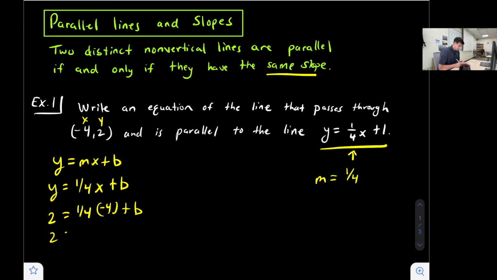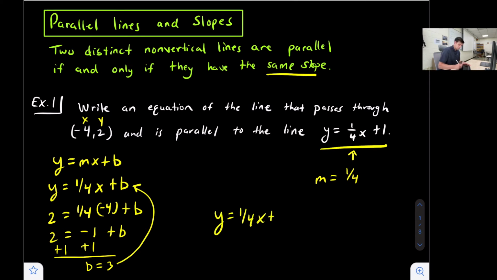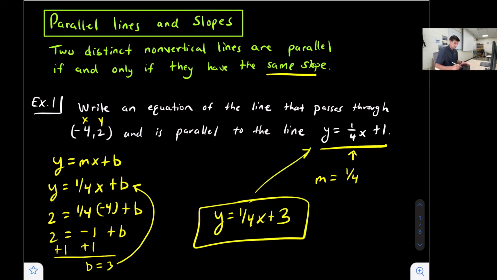So we're going to say 2 is equal to 1/4 of -4, which would be -1. And we add 1 to both sides, and we get b is equal to 3. So now we can take that and plug it back into our equation. Our final equation would be y equals 1/4 x plus 3. And this equation would be parallel to y equals 1/4 x plus 1.